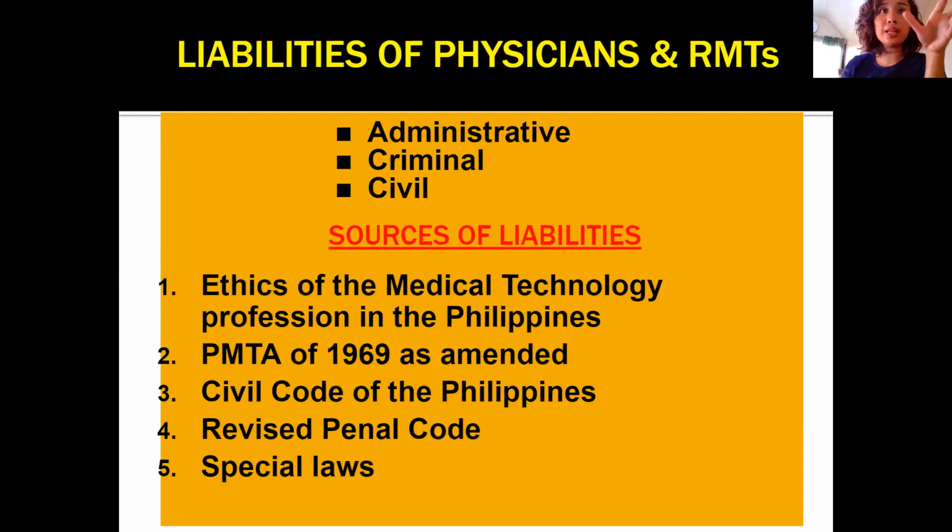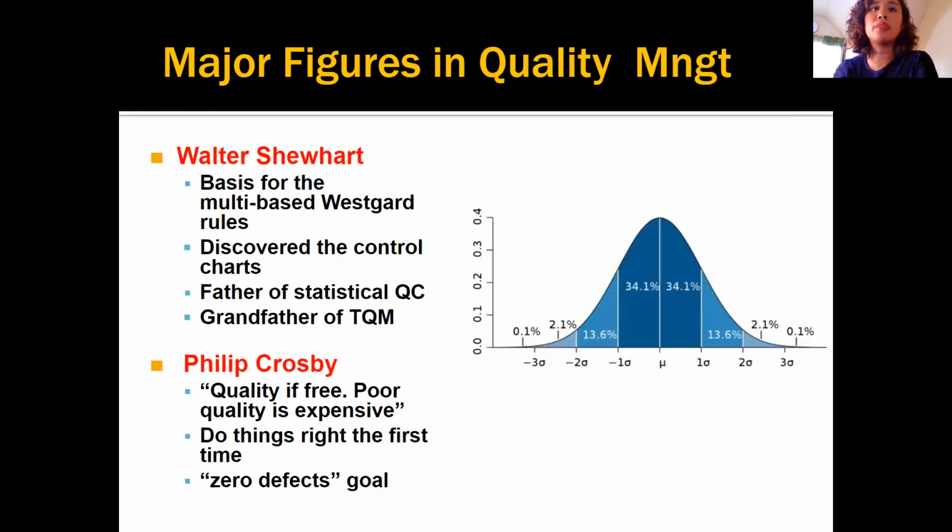So, aside from that, our customers get disappointed. If we do not conform to quality, we have liabilities. So we can be jailed, sued, or have our license revoked. So, against the ethics of medical technology, you can lose your license. Here: PMTA, Dr. Atato, Civil Code of the Philippines, Revised Penal Code, and Special Laws. So not only that, the laboratory can also lose its license to operate.